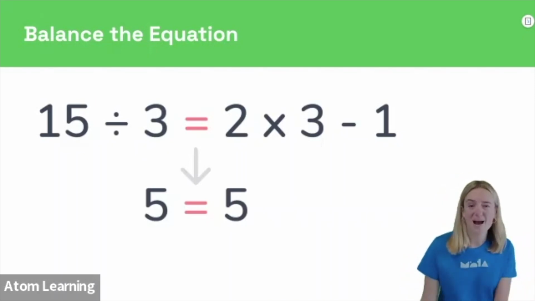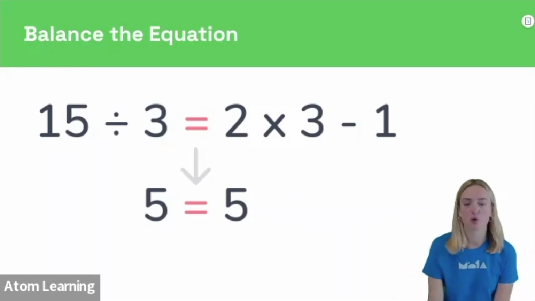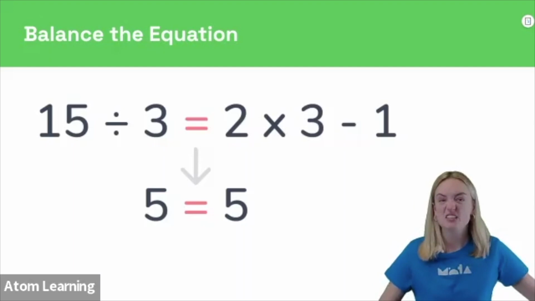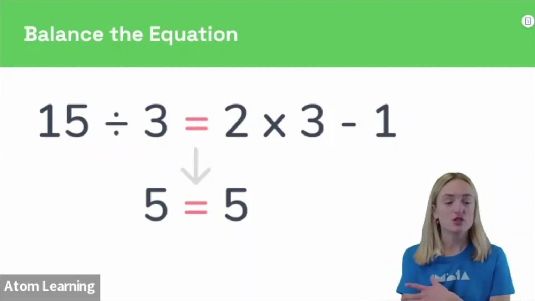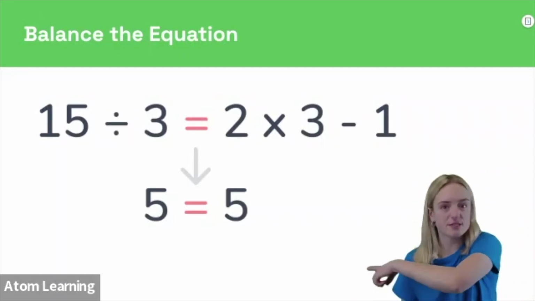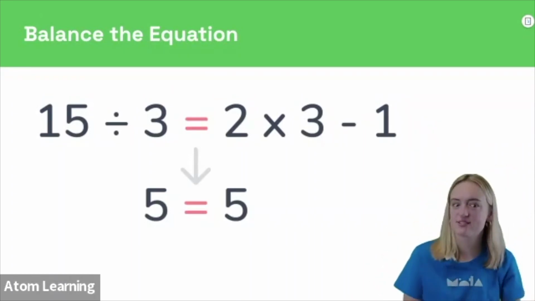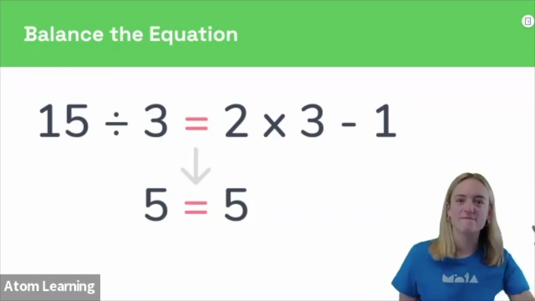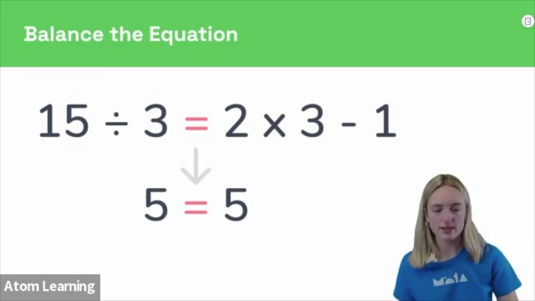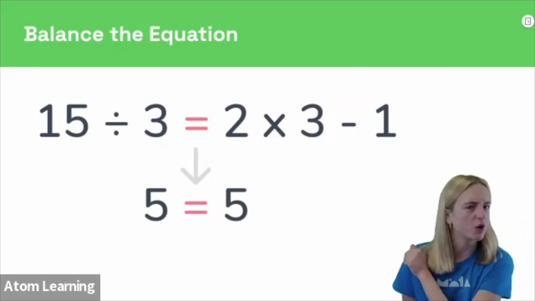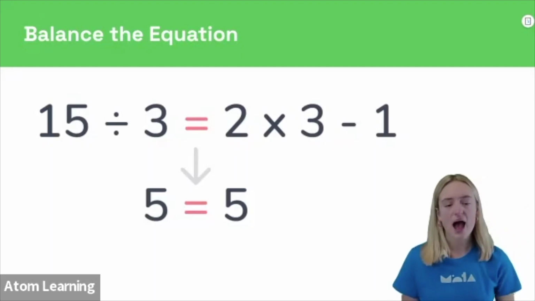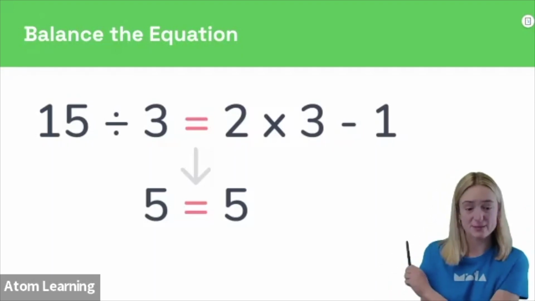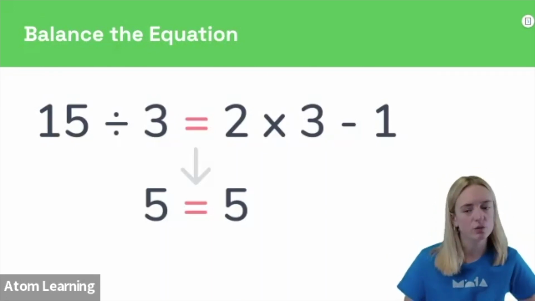So we need to balance the equation. Now, an equation is basically just a number sentence that includes an equals sign. The total value of the numbers on the left side must equal the value of the numbers on the right side. I'm sure you all know what an equation is. I'm sure you know that it must be totally equal. And the equation, this here, is balanced because both sides are equal to 5.